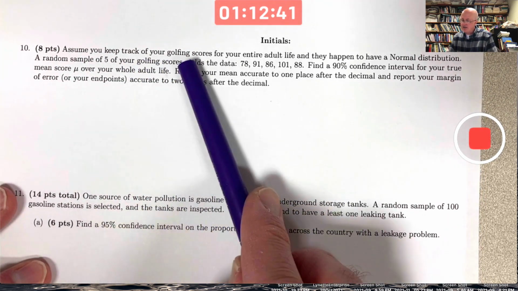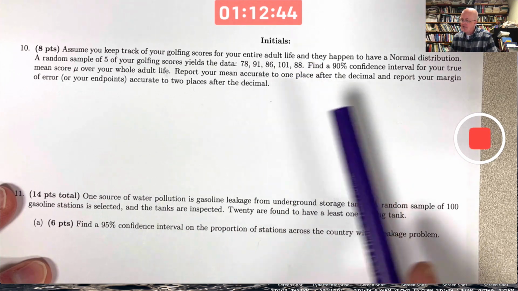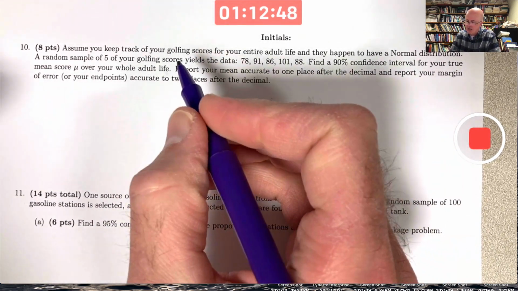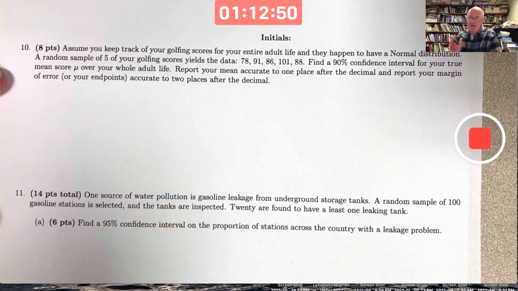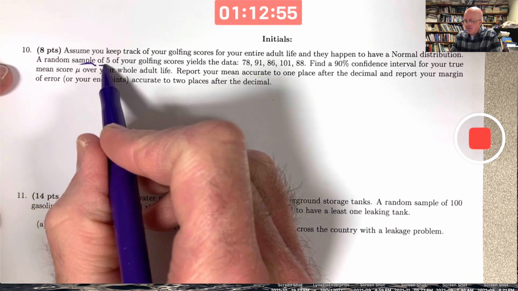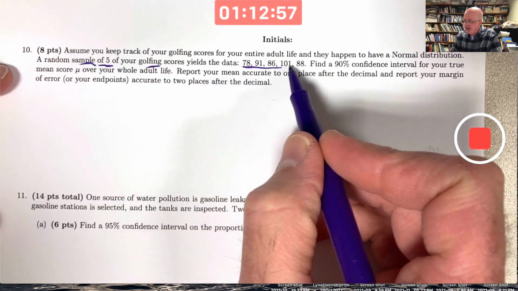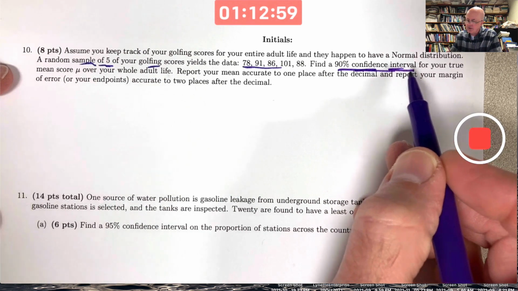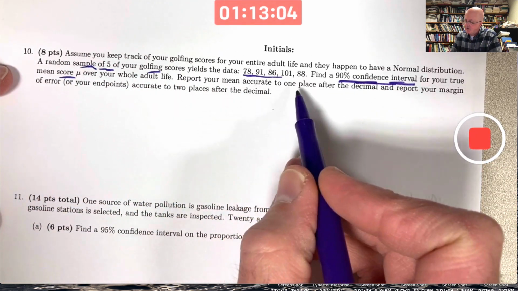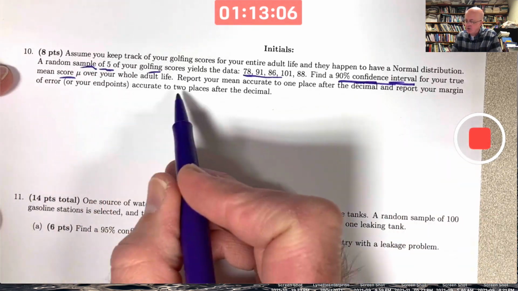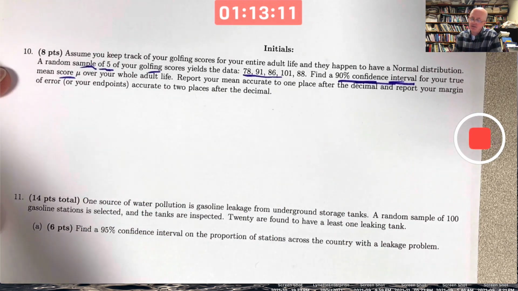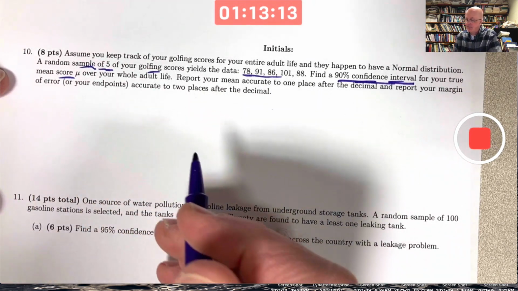Assume you keep track of your golfing scores for your entire adult life, and they happen to have normal distributions. Okay, to keep things simple, so these theories apply. In real life, might not have a normal distribution, but it seems reasonable. A random sample of 5 of your golfing scores yields these data. Find a 90% confidence interval for your true mean score mu over your whole adult life. Report your mean accurate to 1 place after the decimal and your margin of error to 2 places after the decimal, just for fun, I guess. Usually you'd want the same number of significant digits or same places after the decimal.